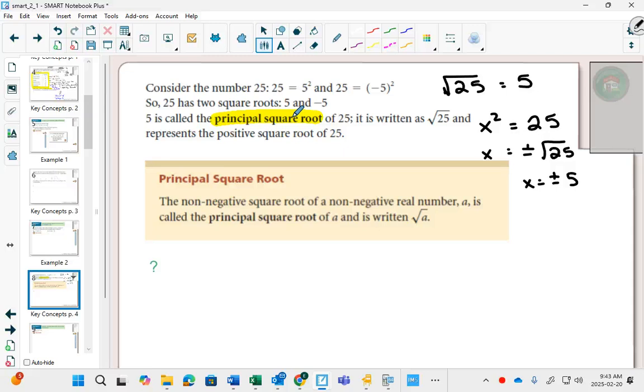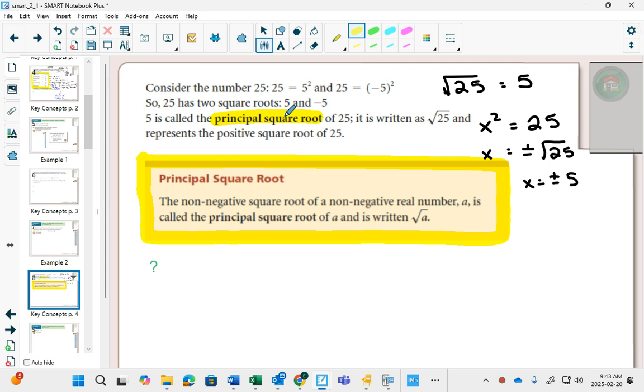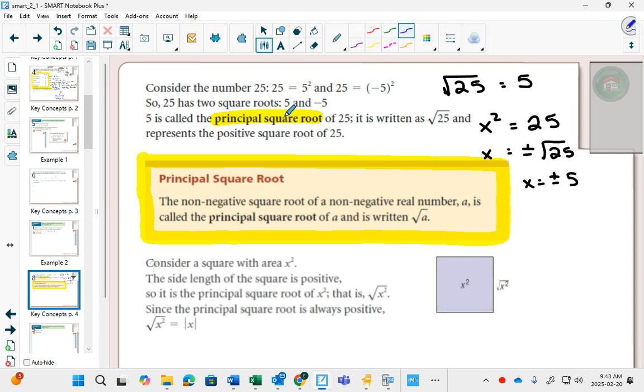Which gets us into an interesting situation when we're square rooting with something squared inside. So I guess this whole thing with principal square root is important to put a highlighter box around that. And then we get this important idea at the bottom that if you have a square root of something squared, and that something squared is a variable, it has to be positive.